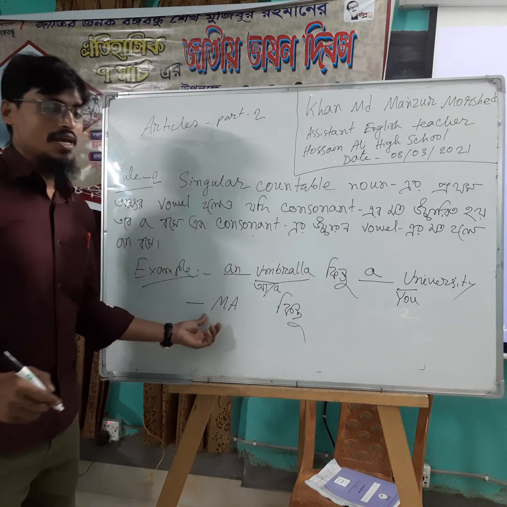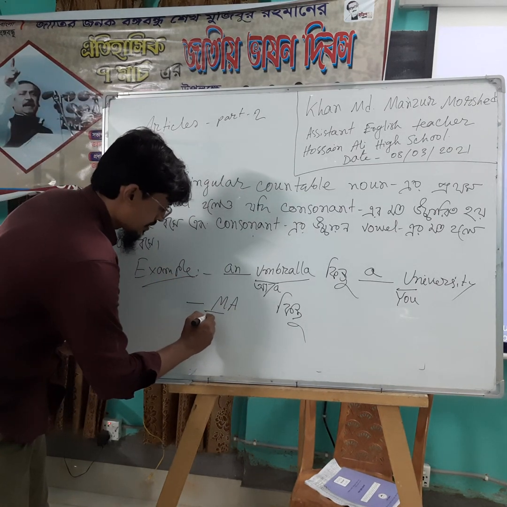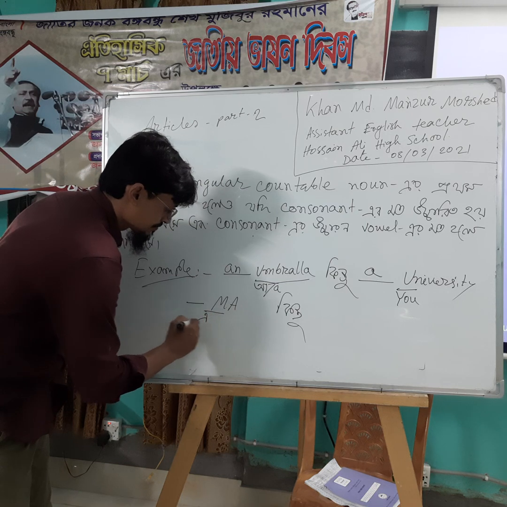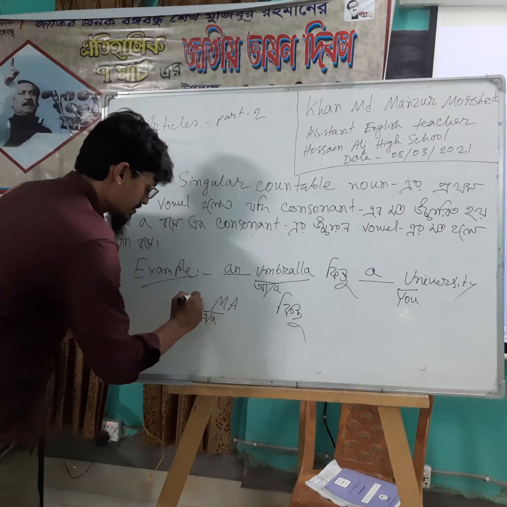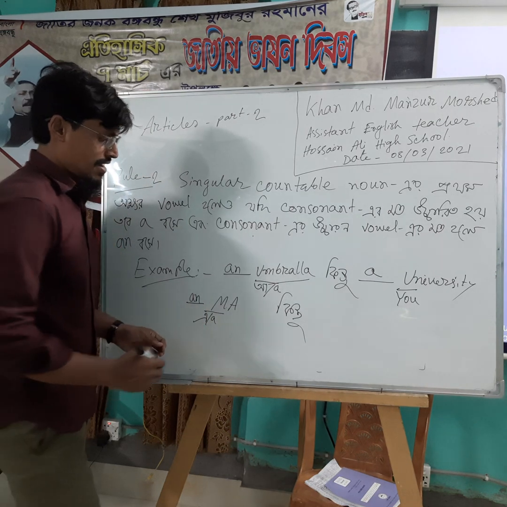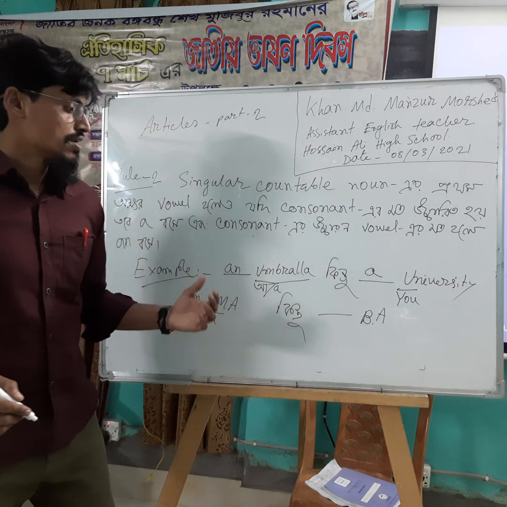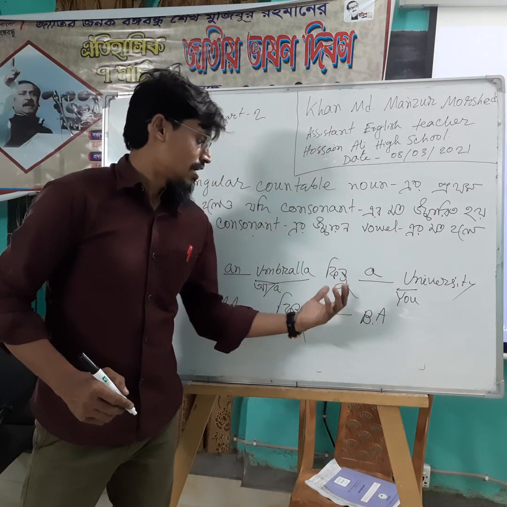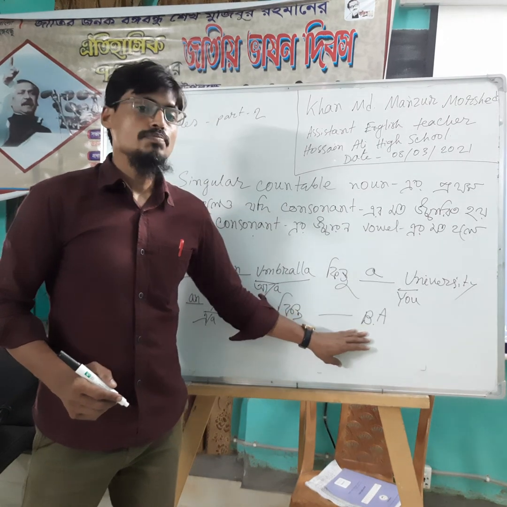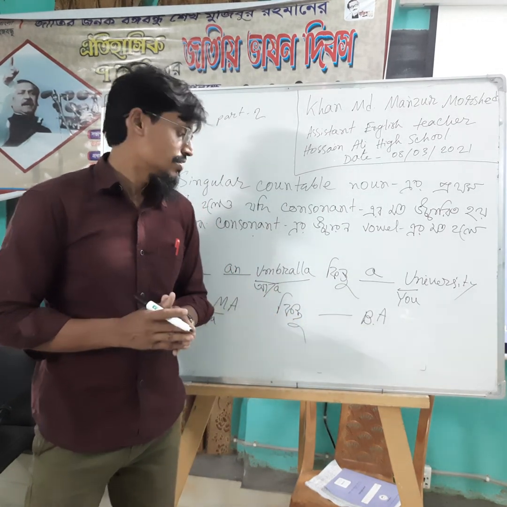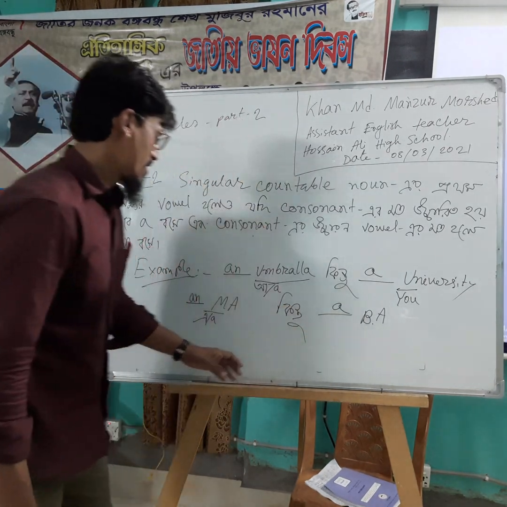If you pronounce aim, the sound at the front of aim is a. So it also indicates the vowel a. So we write here n. And BA. If you pronounce the alphabet B, this is an abbreviation of Bachelor of Arts. If you pronounce B, there is no vowel sound, there is the consonant sound, so we use A.